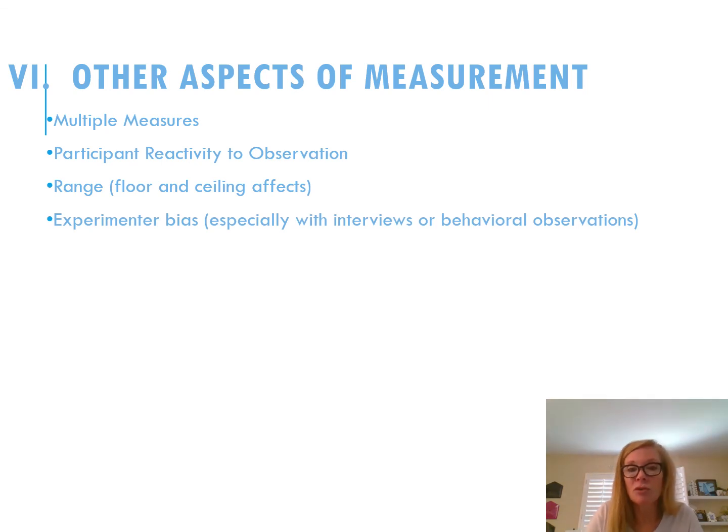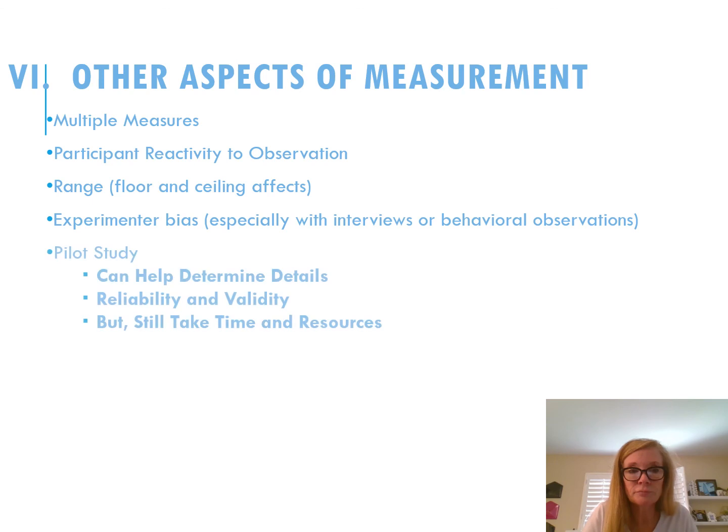Be aware of experimental bias, especially with interviews or behavioral observations, and that is the degree to which the outcome or the measure is influenced by personal beliefs or expectations of the experimenter. To overcome experimental bias, you'll see in the literature sometimes experimenters use single blind studies, where the experimenter doesn't know who's in what category or condition, or double blind studies, where neither the experimenter nor the participant knows anything about which group they're in or what the manipulation of the independent variable is.